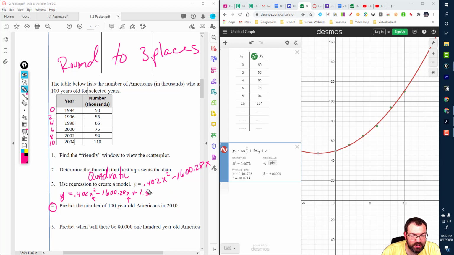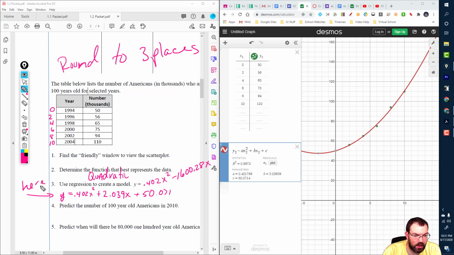Alright, so I'm going to erase this and I'm going to write my new answer down. So 0.402x squared, that stayed. Now it's a plus 2.039x, because I rounded. Remember, this 2 stayed the same. Plus 50.071. There's my equation right there.